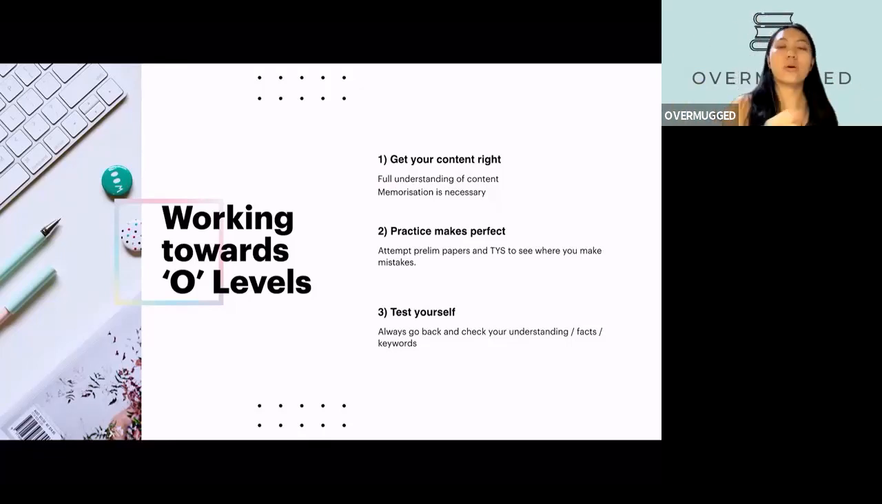Then you have to go back to your content, like, did I understand this correctly? Did I memorize this correctly? Are my keywords missing? Because bio is all about keywords, right? So it's a set of keywords. When you're doing a practice paper, you'll see this question got marked right with a keyword that I don't usually write. Then you have to start thinking, is it important? Is it necessary? Am I missing out?